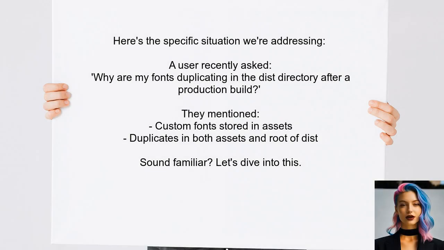Here's the specific situation we're addressing. A user recently asked, "Why are my fonts duplicating in the Dist directory after a production build?" They have their custom fonts stored in the Assets folder, but after building, they find duplicates in both the Assets folder and the root of the Dist directory. Sound familiar? Let's dive into this.